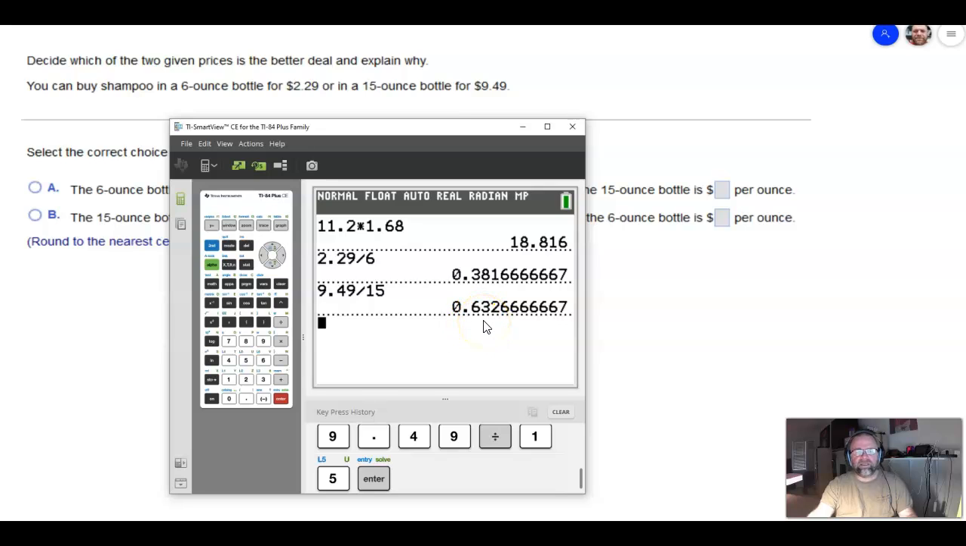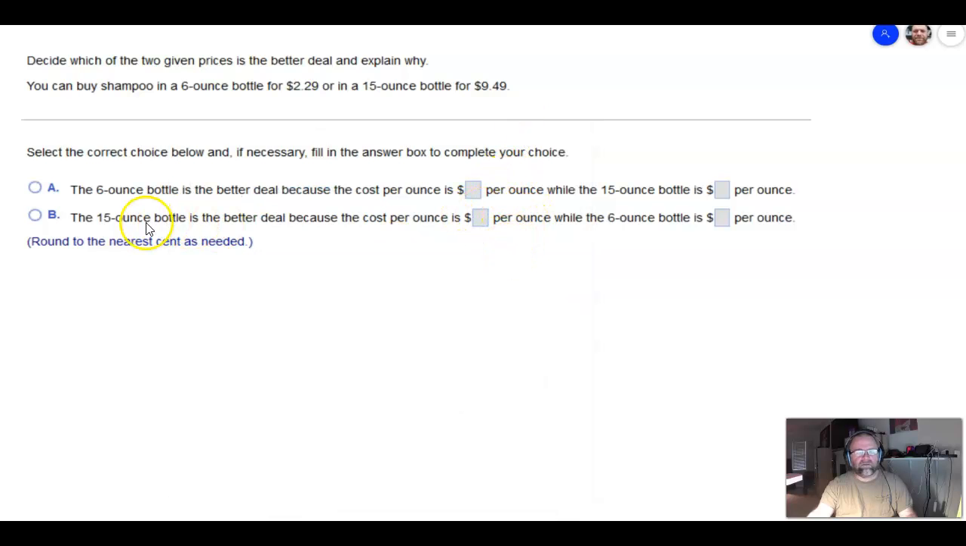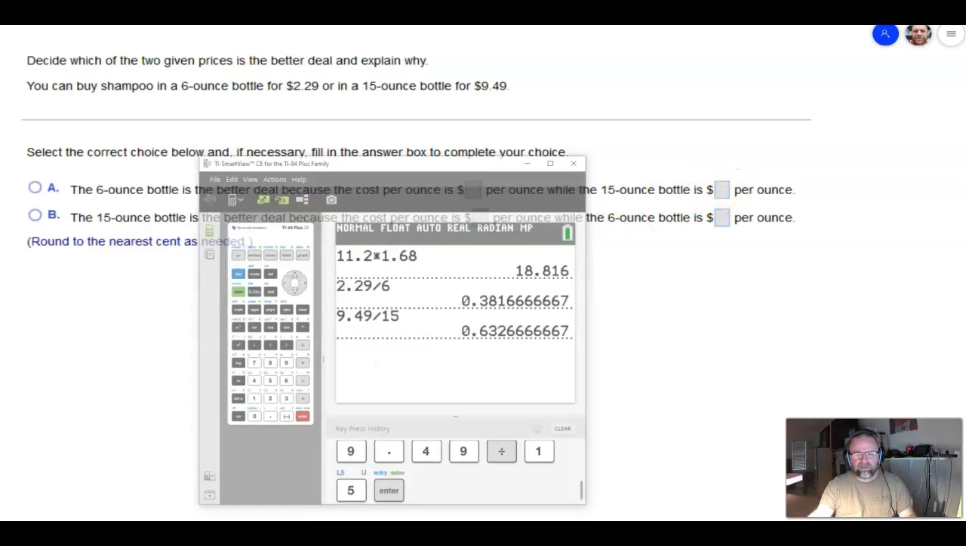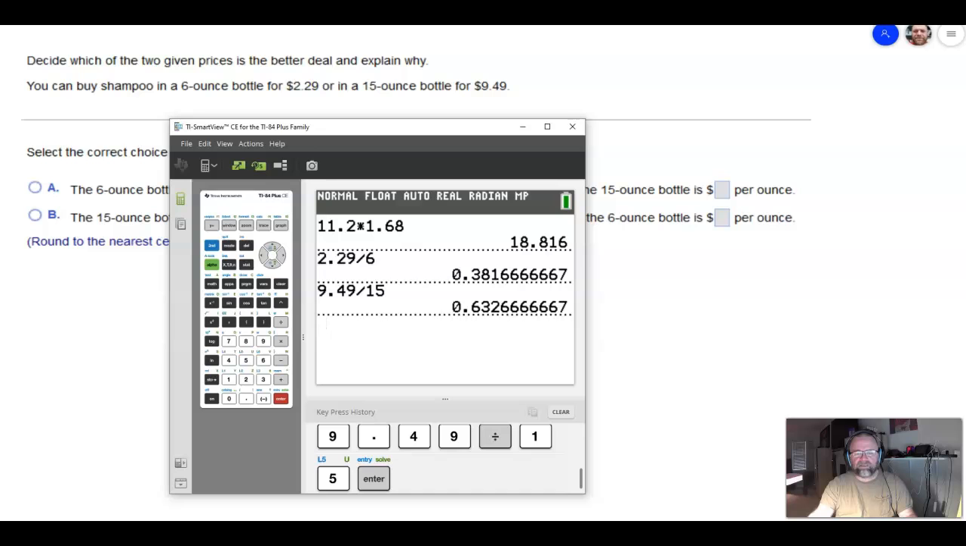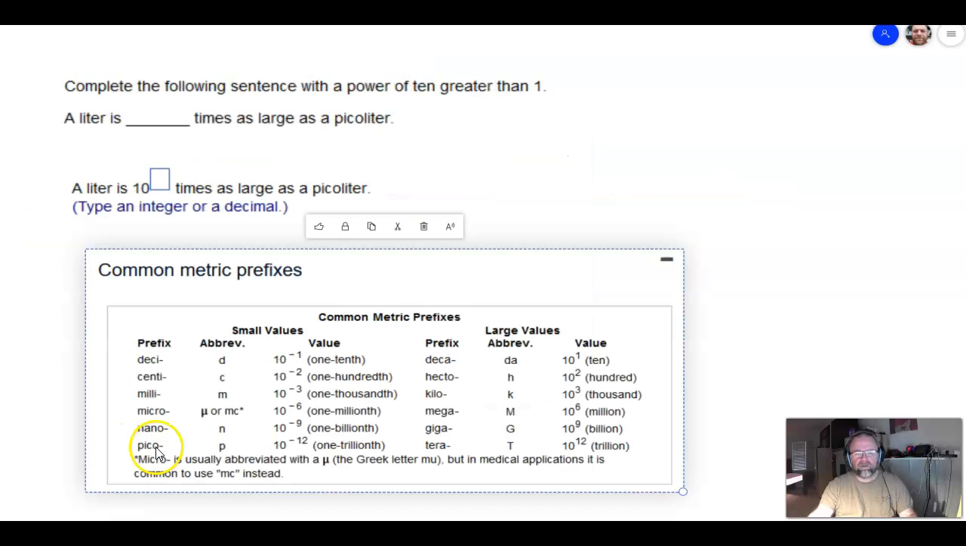So in this case, it's definitely going to be better to buy that 6-ounce bottle. And we have 38 cents and 63 cents. So the 6-ounce bottle is a better deal because the cost per ounce is 38 cents versus the 15-ounce bottle price of 63 cents, right? 63 cents per ounce. All right, let's take a look at the next one.